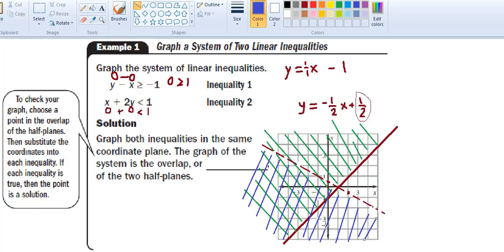So when we did this, here's what we found out. There's a double shaded part, and it's right in here. All this stuff right here is double shaded. So we're saying that anything in this double shaded part right here is going to be a solution for both of the original inequalities, this one and this one.